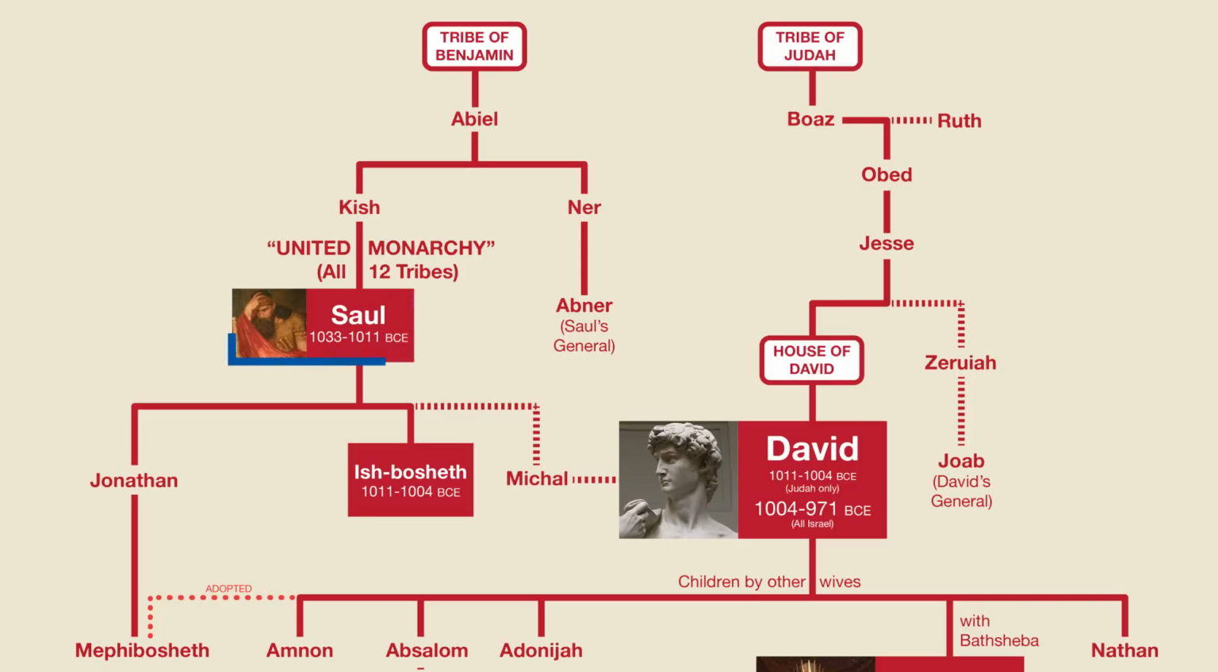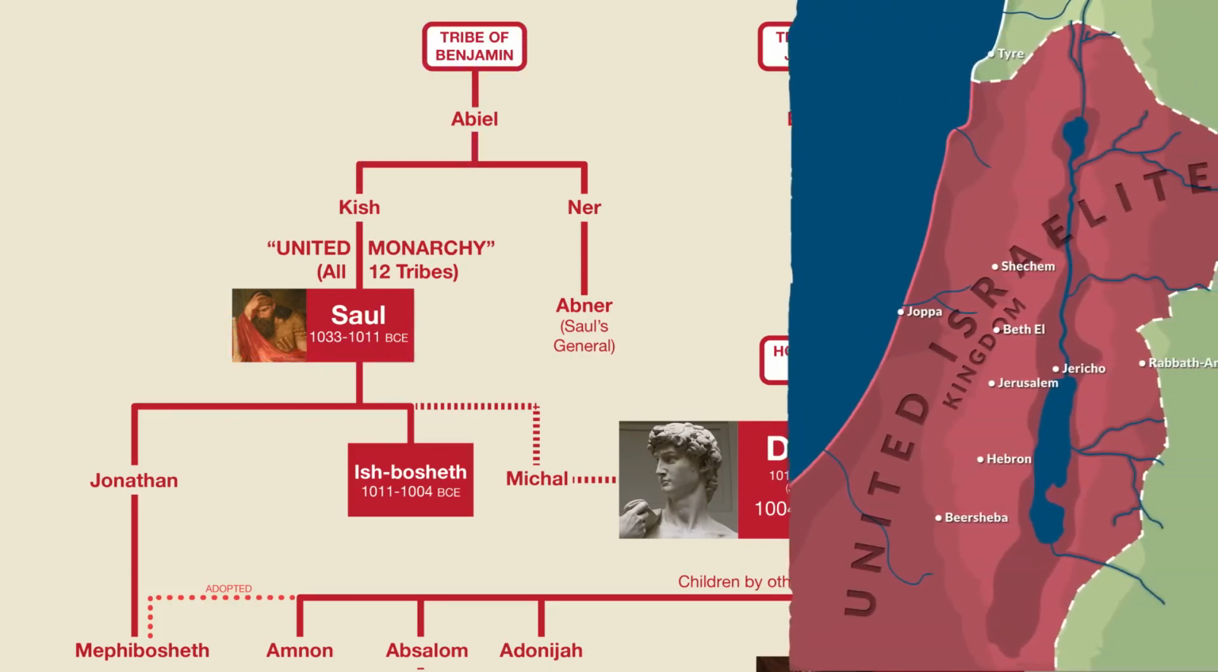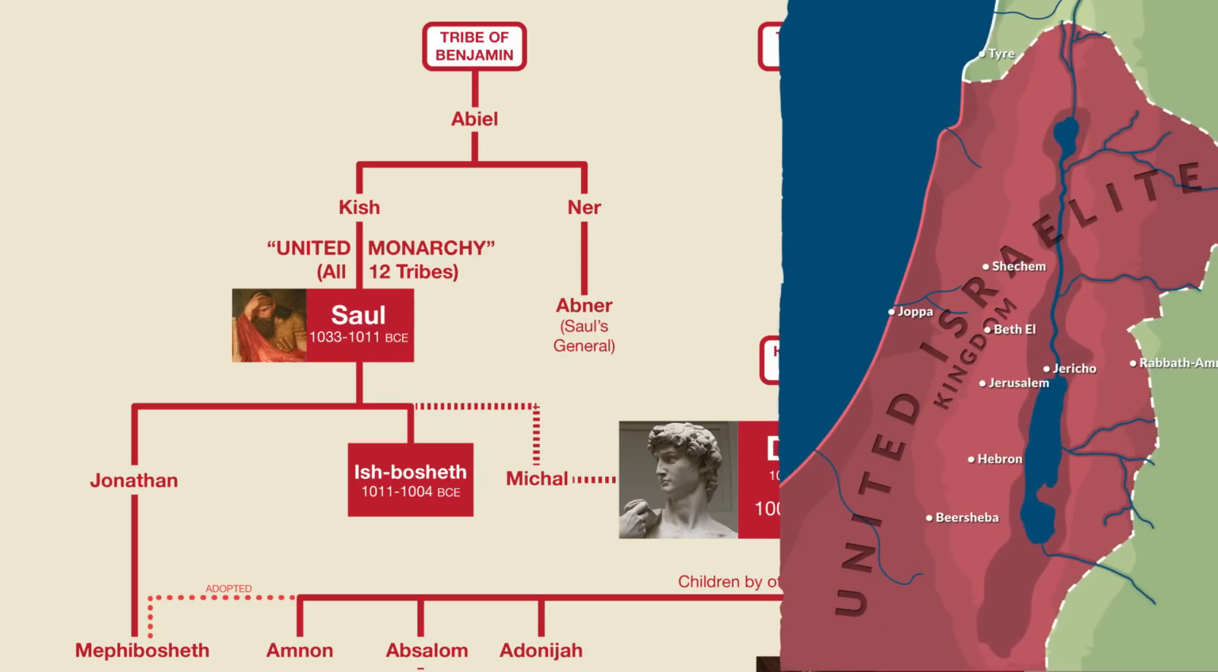Prior to Saul, the 12 tribes of Israel were said to have been ruled by a series of judges, who were basically temporary leaders who led armies during times of crisis. But according to the Bible, the people eventually got tired of that system and demanded to have a king. So they drew lots, and in the end, Saul from the tribe of Benjamin was chosen. This marked the beginning of what's referred to as the United Monarchy, which means that all 12 tribes of Israel were united under a single king.